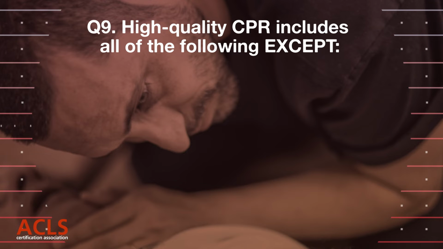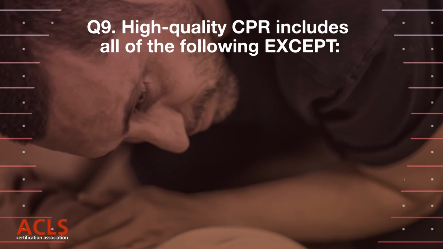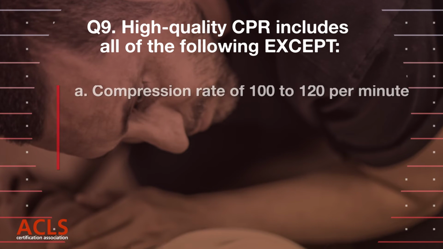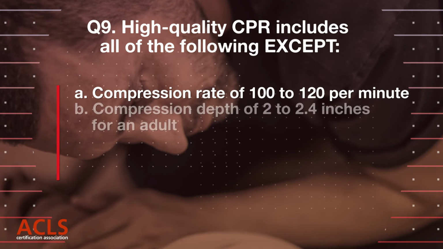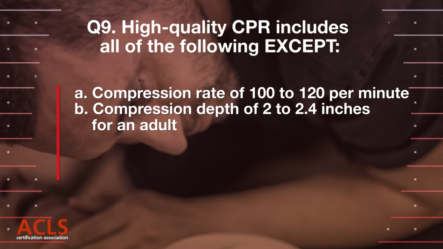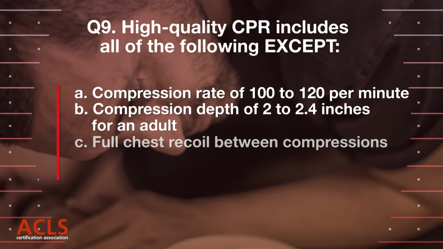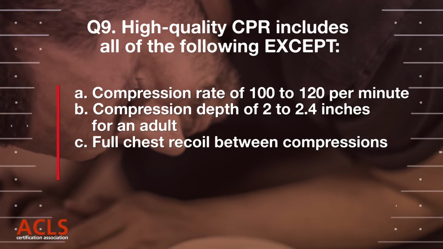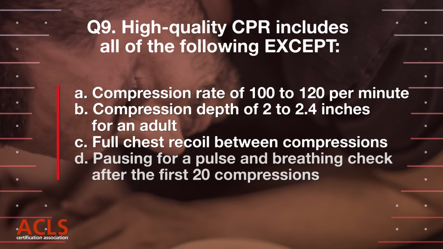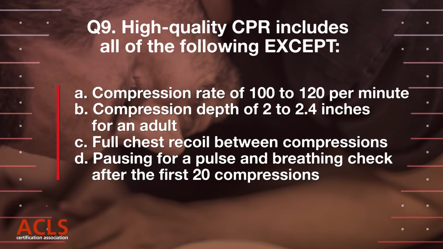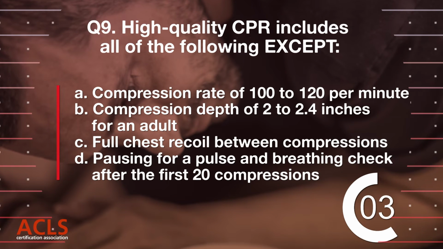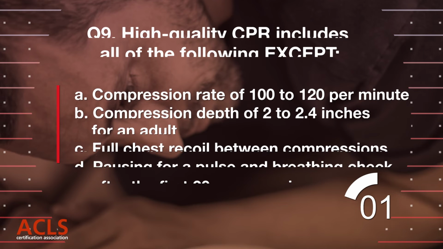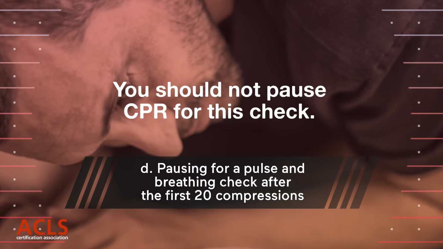9. High-quality CPR includes all of the following except: A. Compression rate of 100 to 120 per minute. B. Compression depth of 2 to 2.4 inches for an adult. C. Full chest recoil between compressions. D. Pausing for a pulse and breathing check after the first 20 compressions. Correct answer, D. You should not pause CPR for this check.